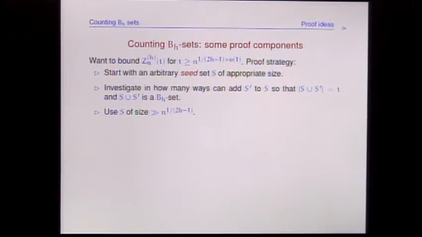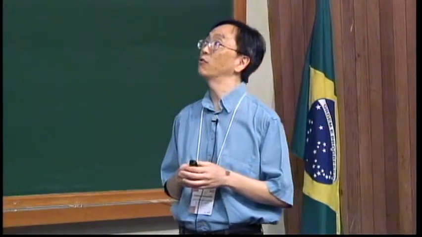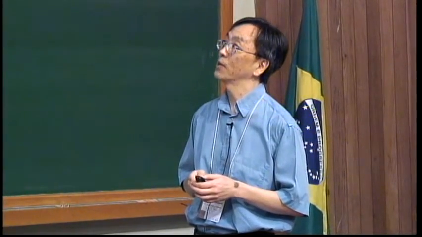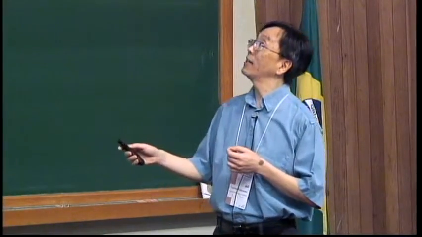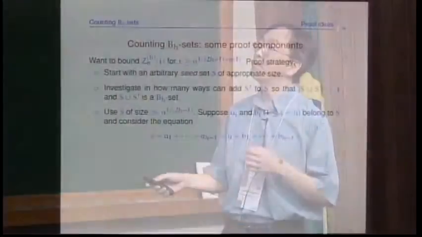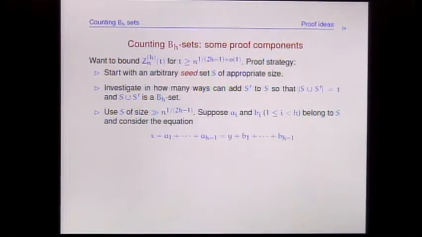I said that S, the seed set, should be of some appropriate size. We are talking about sets of size T at least n to the 1 over 2h minus 1 plus a little bit. So I can take S to be of size more than n to the 1 over 2h minus 1. This is my initial set. I will not try to control it in any way, at least now. I could have anything for this seed set S, but it has some size. Now, I want to add S prime to S and keep it a BH set. Oh, I'm sorry. I started with a BH set S, right?